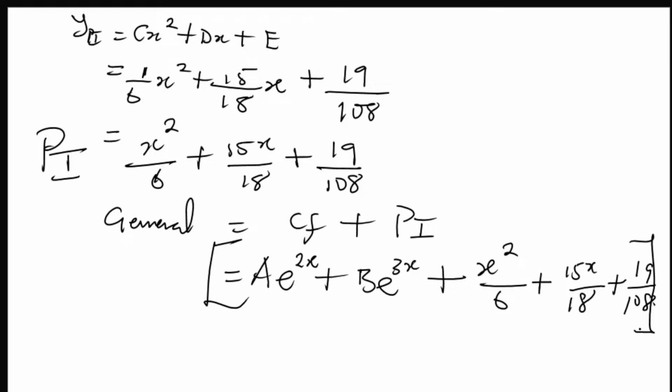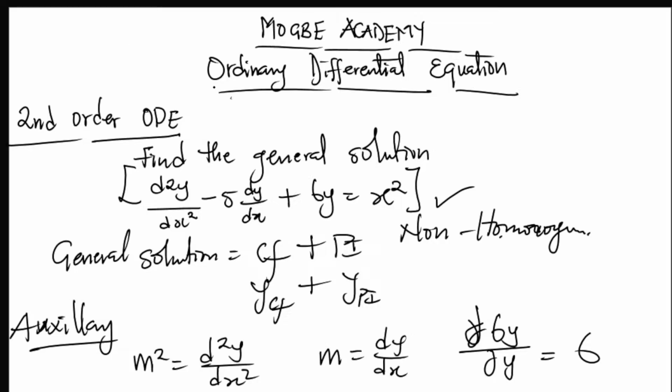So you've simply gotten the general solution for our given integral, which was given to be d squared y over dx squared minus 5 dy over dx plus 6y, and that is equal to x squared.